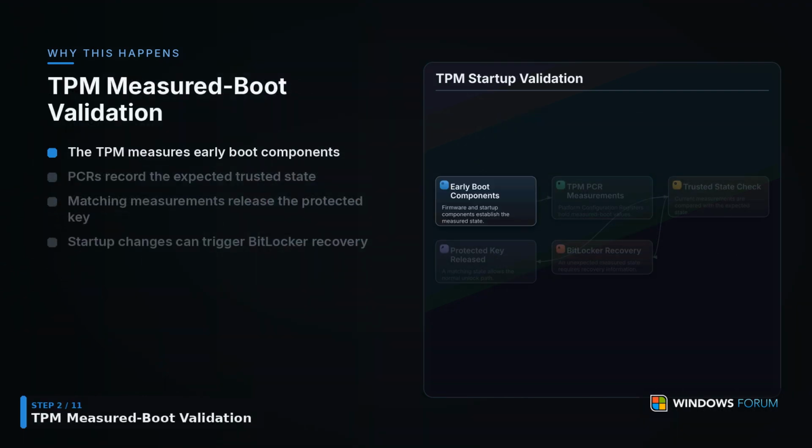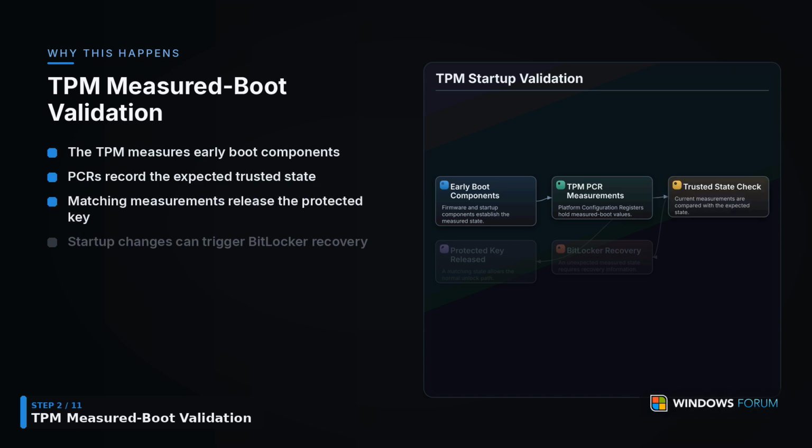On a TPM-protected operating system drive, your TPM measures early boot components and records those measurements in platform configuration registers, or PCRs. It releases the protected key only when the current measurements match the expected trusted state. Changes involving UEFI or BIOS firmware, secure boot, the boot manager, boot configuration, the motherboard, or the drive's location can break that match. BitLocker then enters recovery instead of trusting an unexpected startup environment. Suspending protection before relevant firmware or boot changes can prevent an avoidable recovery prompt.